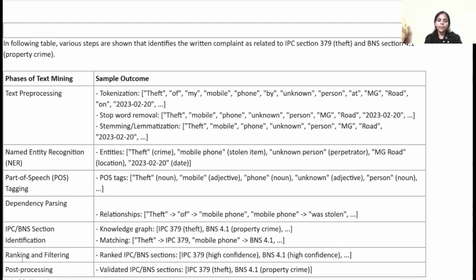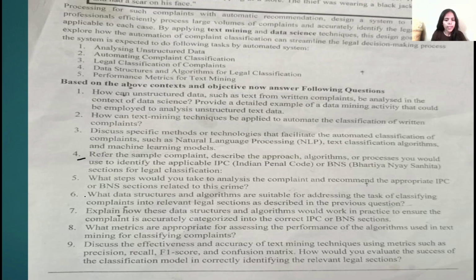Now the sixth step of text mining is ranking and filtering. In this, we rank IPC and BNS sections by high confidence and low confidence. So here, IPC 379 is high confidence, and BNS 4.1 is also high confidence. Now, the last step is post processing. Here, we validate the IPC and BNS sections. As we have seen, IPC 379 is for theft and BNS 4.1 is for property crime. So, this is the approach to identify the written complaint as related to IPC 379 and BNS section 4.1. Now let's see the next question, which is question number 6.